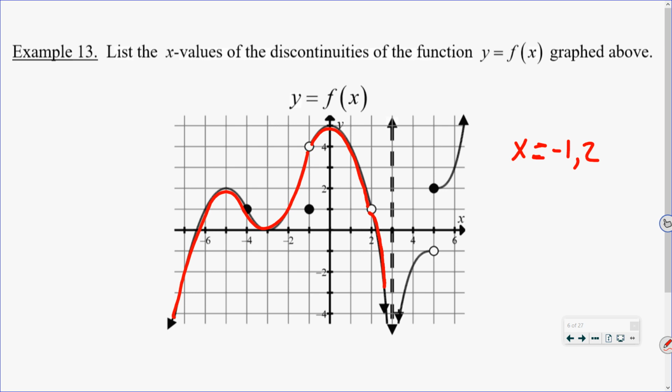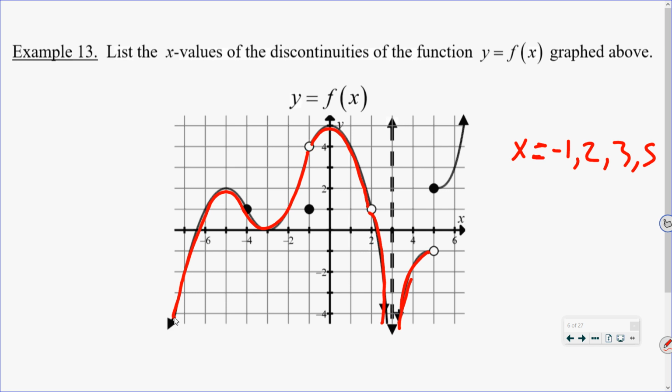As I come down here, I can't get across that, so I have to pull my pencil off again. That means it's discontinuous again at 3. And I come up to here when x is 5. There's a jump there. That's also discontinuous. So those are all the points where it's discontinuous.